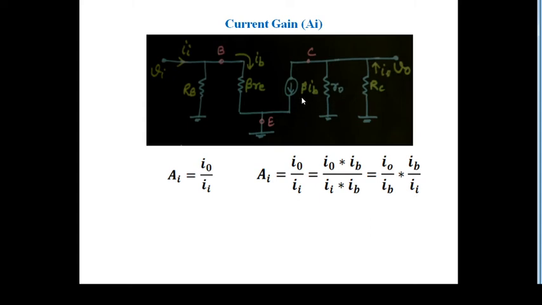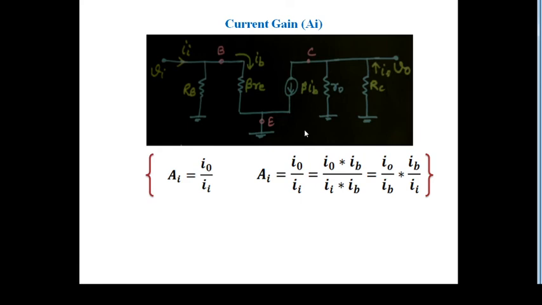So we can find the current in each resistance, RC and R naught, by using the current divider rule. Yes or no? Current divider rule, very simple. So I naught by II, multiply numerator and denominator with IB, so I naught by IB by II.